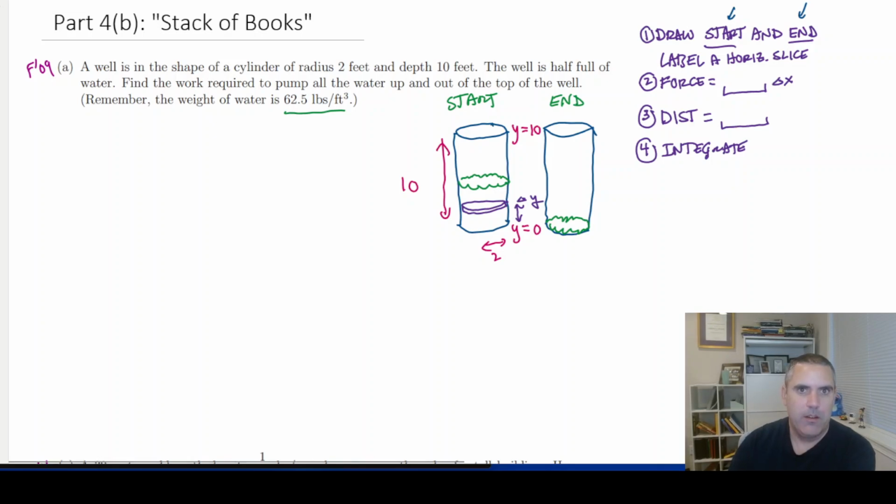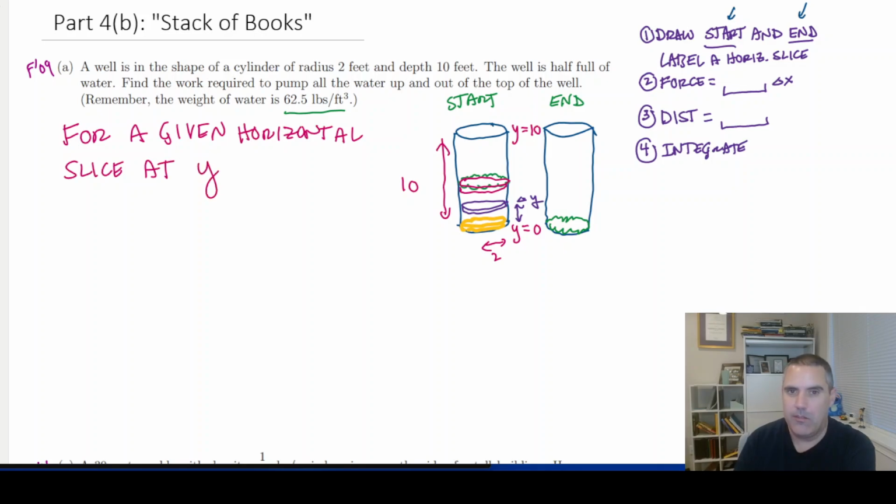So there's going to be one there. There's going to be another one lower. And we're going to try to find a pattern, something that's true for every one of these slices. So in our head, we're thinking, for a given horizontal slice, and you have to do a horizontal slice because all of that water is lifted the same amount. So for a given horizontal slice at y, based off of my labeling, I'm giving you a particular y, with thickness, delta y.